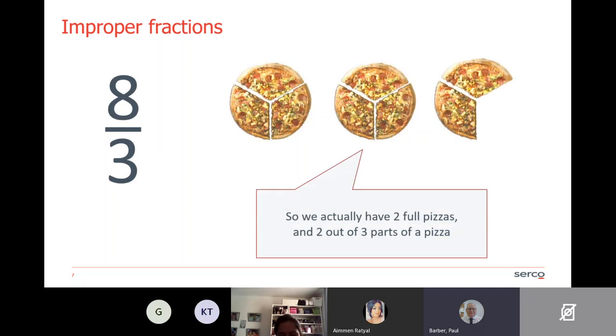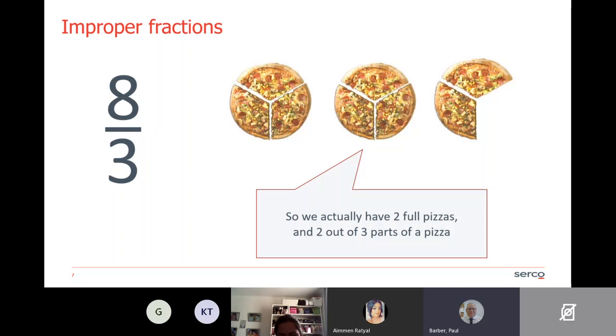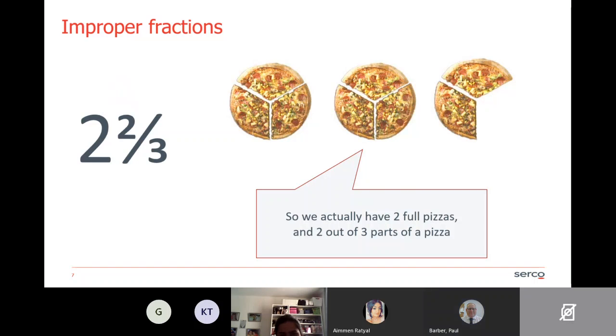So we actually have 2 full pizzas and 2/3 of our third pizza. So instead of the improper fraction of 8/3, we would normally write that as 2 and 2/3. We've got 2 whole things and 2/3. Technically, they're both correct. It is 8/3, but it's called an improper fraction, which suggests it's not proper. It's not something we should do. So we would normally write that as 2 and 2/3.